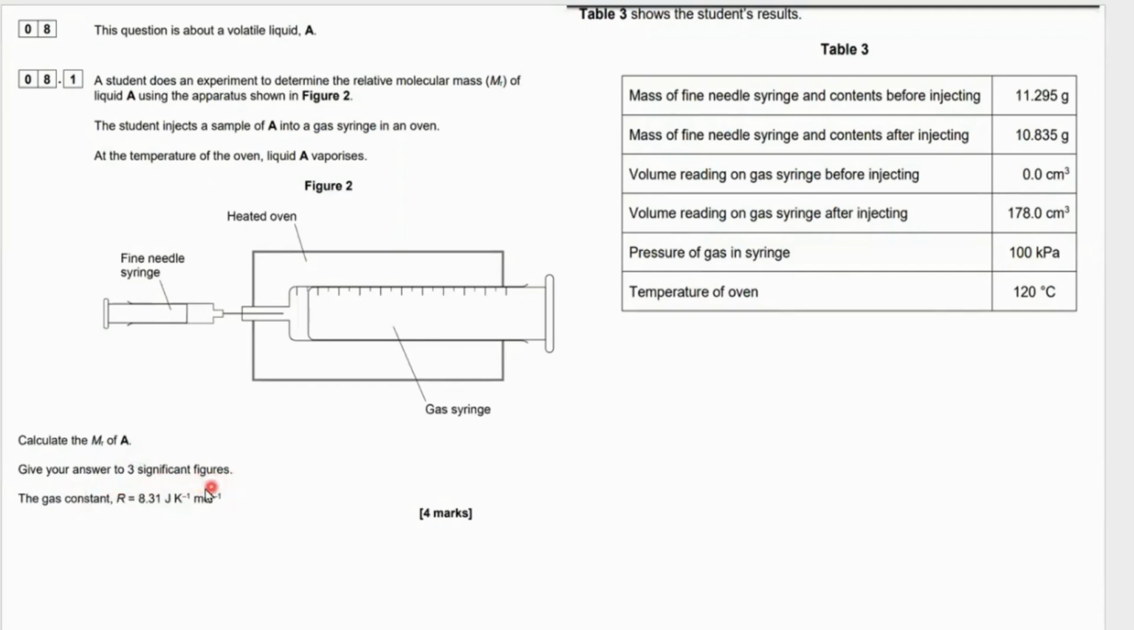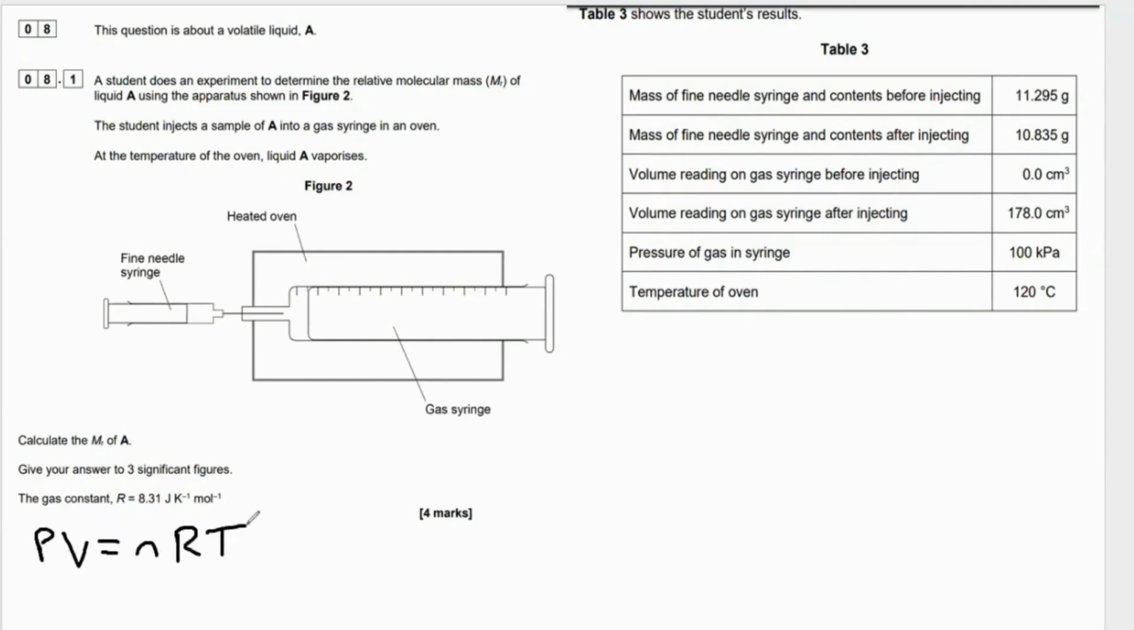Always remember that, guys. So many people lose a mark there. We have the gas constant, 8.31 joules per kelvin per mole. We know when we've got that, we're looking at the ideal gas equation. They've been talking about gases, gas syringe, vaporize, and then we look at the data they've given us. We've got pressure, so we've got the ideal gas equation. You should remember that PV equals nRT.